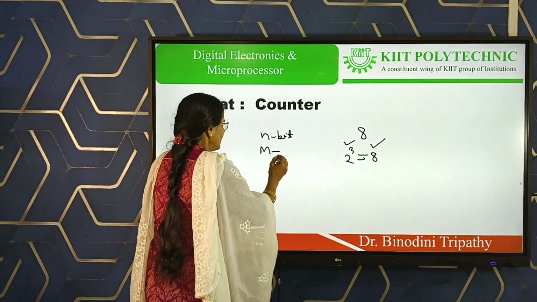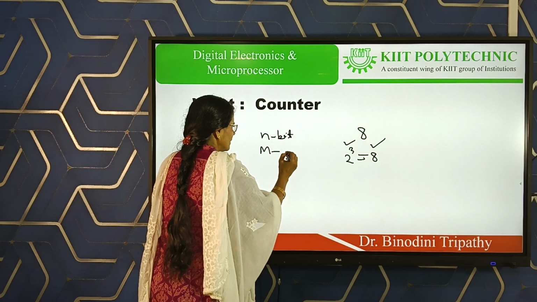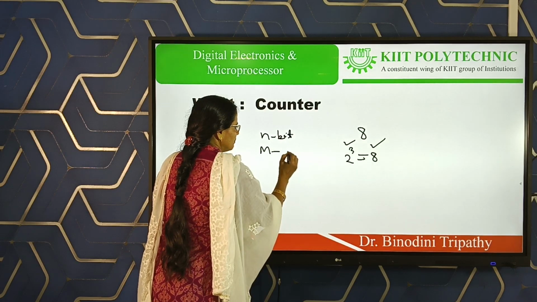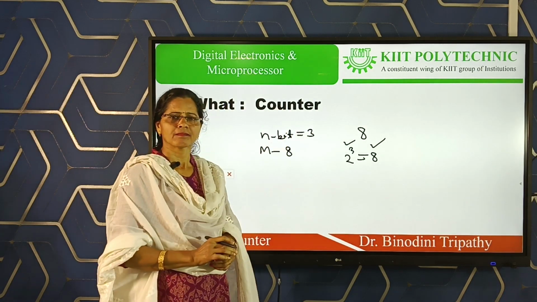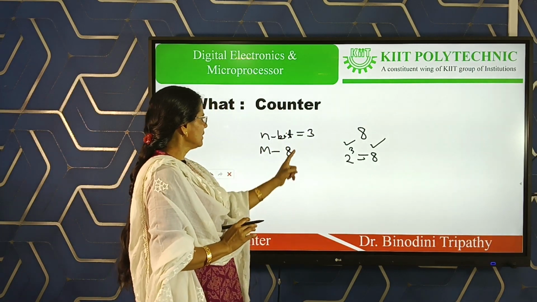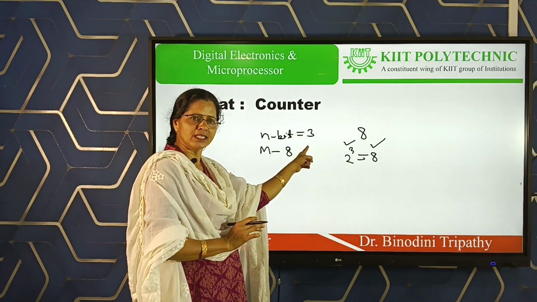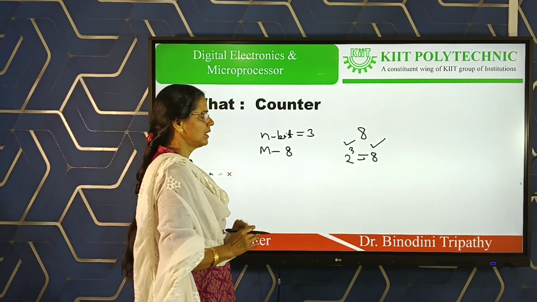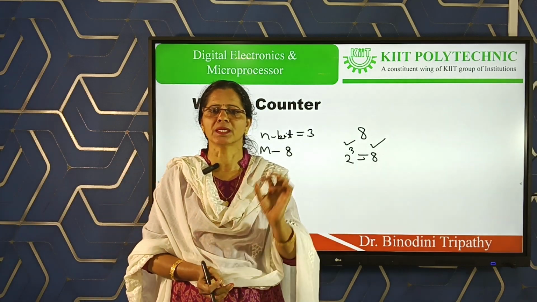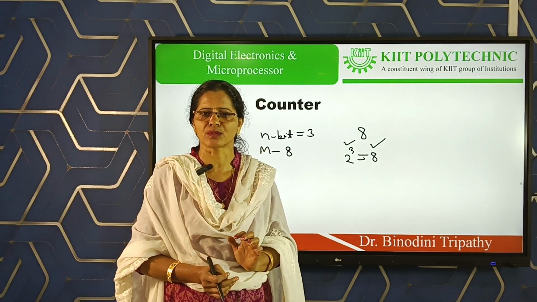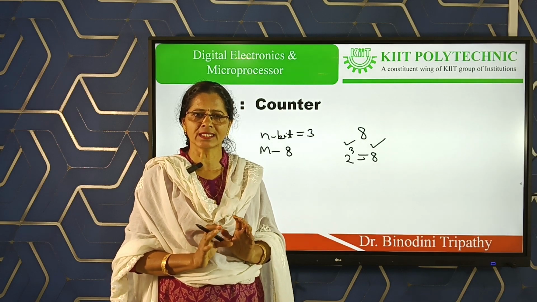Suppose m is, as in this example, 8, then n will be 3. So how do we designate this counter? Either we can designate it as a 3-bit counter or a mod 8 counter, or a modulus 8 counter. Briefly, it is taken as a mod 8 counter. Now, is it clear how we are designating it?